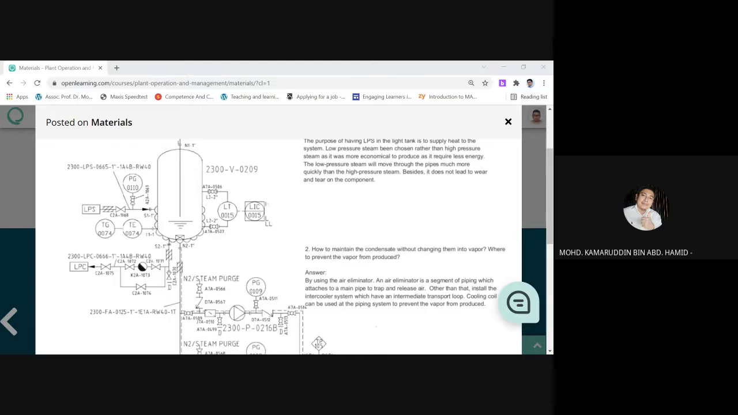You may install a steam trap if you think that the LPS still there is not condensed yet, because the steam trap tugas dia adalah to trap steam. Okay, you trap the steam, and once you trap it, of course they will close together. Once they close, the steam close, then they must have some energy release, ataupun dia akan share the energy, and it can automatically condense into a liquid back.